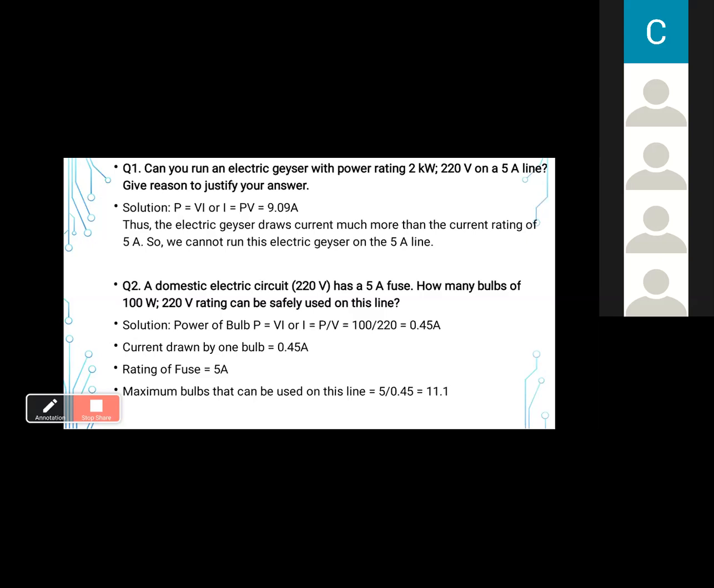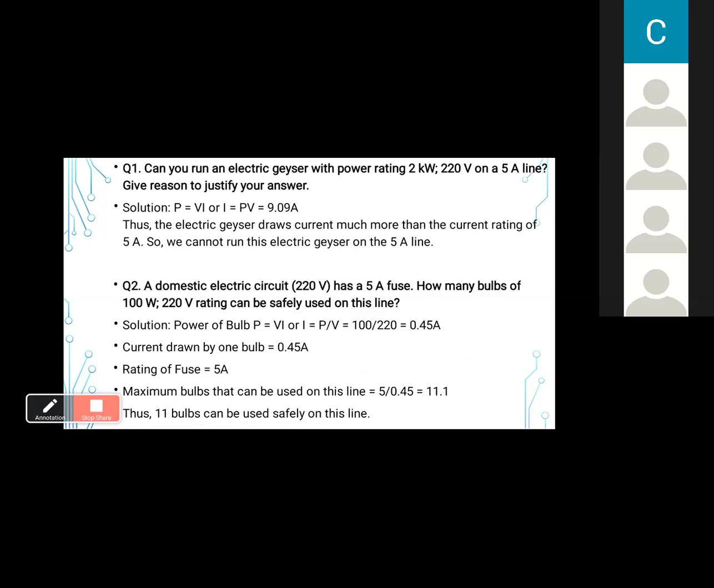So how will I find it? The power of the bulb is given to me. The voltage of the bulb is given to me. So I'll find the current. Current drawn by one bulb is 0.45 amperes. Maximum I can go to 5 ampere current. So I'll divide 5 ampere by 0.45. Here I'm getting 11.1. That means 11 bulbs I can use safely on this line without getting overloaded.